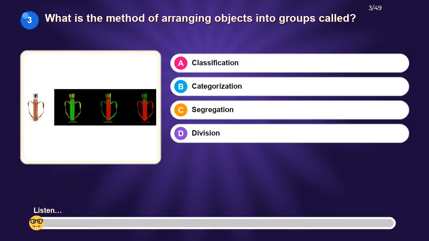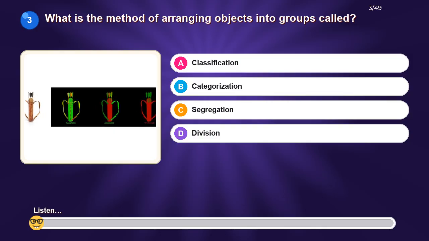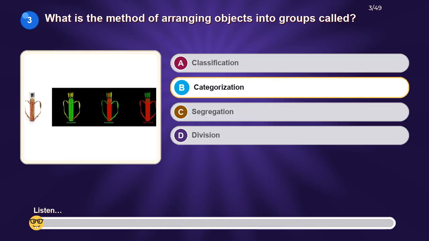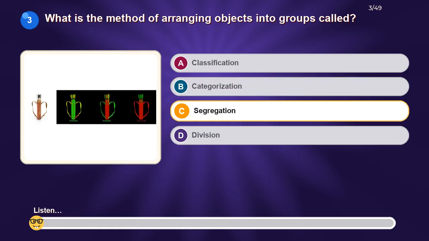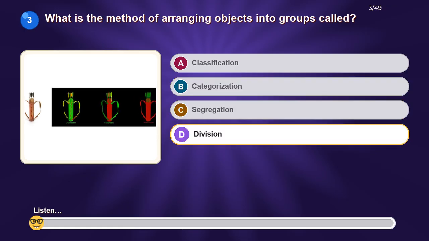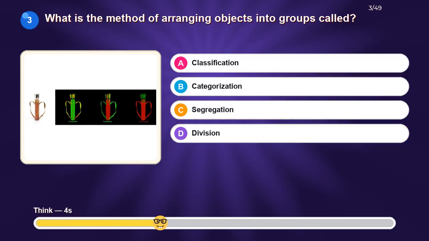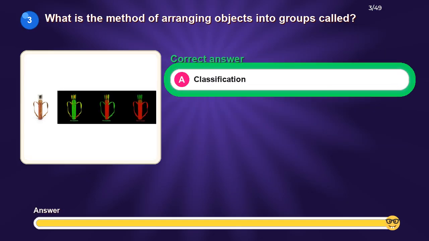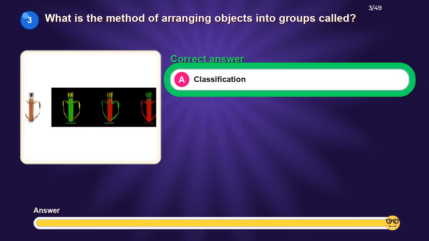What is the method of arranging objects into groups called? Option A, classification. Option B, categorization. Option C, segregation. Option D, division. The correct answer is classification.